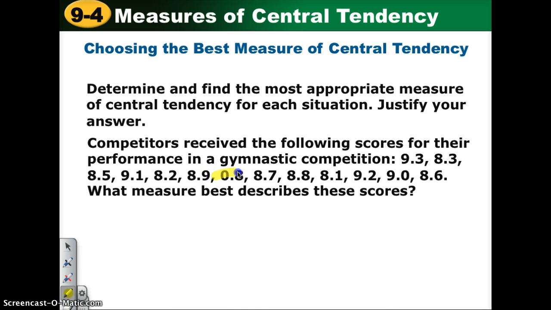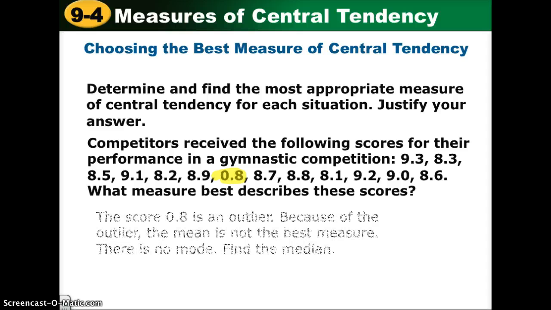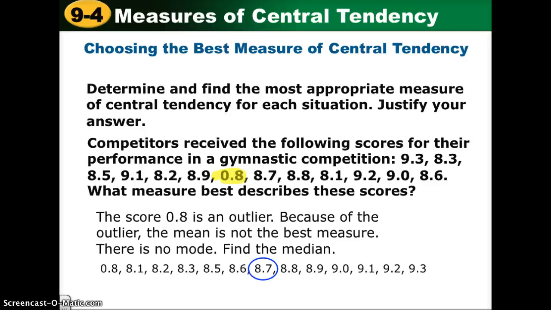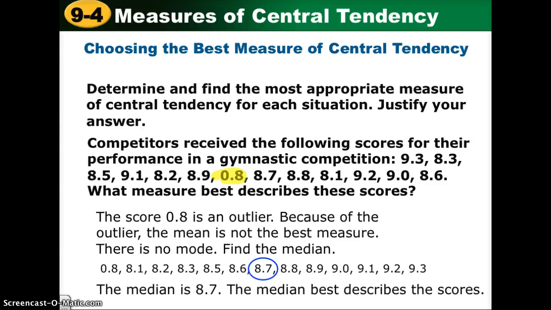Yes, we see an outlier of 0.8. Now with that outlier, because it's there, without calculating anything, we know the mean is going to be lower than it should be, but the median should be close to the middle. So because of the outlier, we want to use the median. If we actually organize these least to greatest and find it, the median is 8.7, and that would best describe the scores.